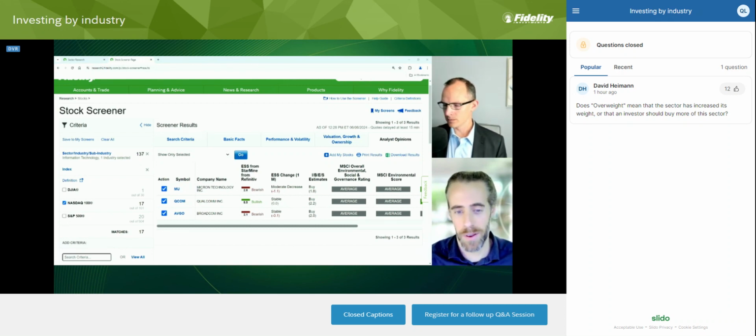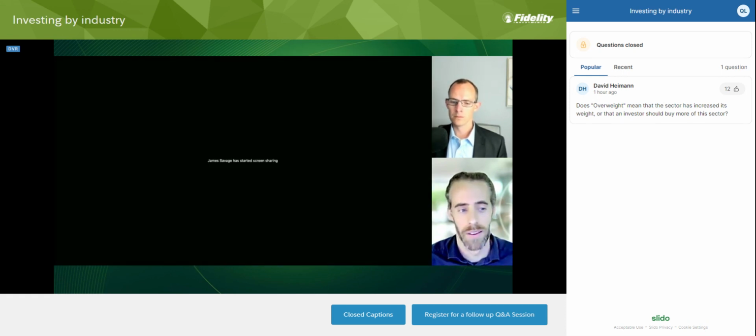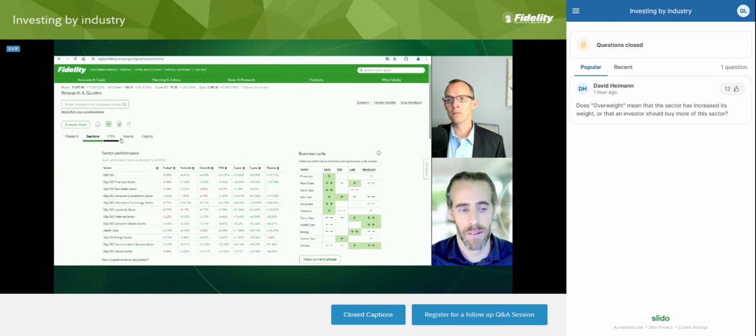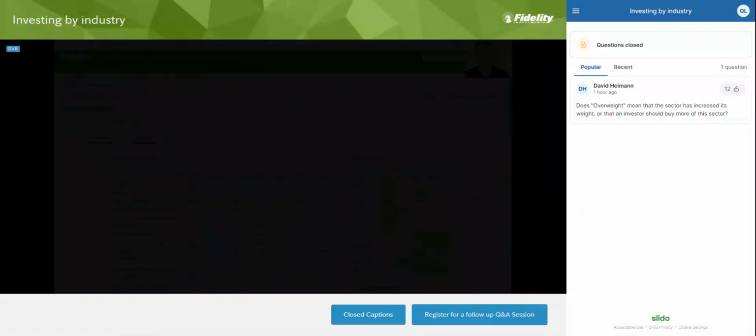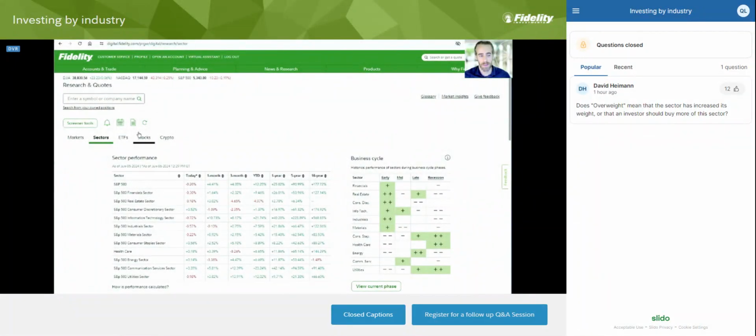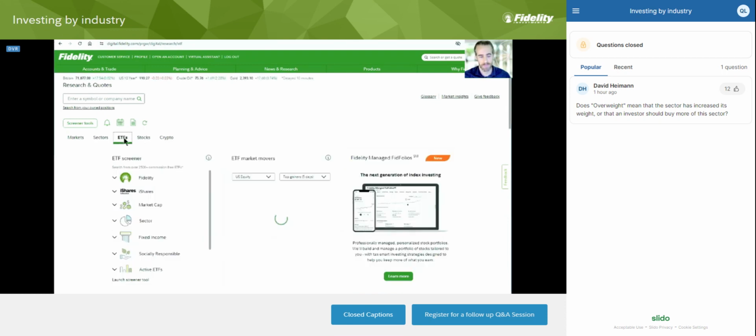So I'm going to bring us back over to the sectors page. And within this window, we have a few other tabs up towards the top. Now, clicking on stocks will take us to the stock screener. This is where Jake had us earlier. But I'm going to go ahead and click on ETFs.